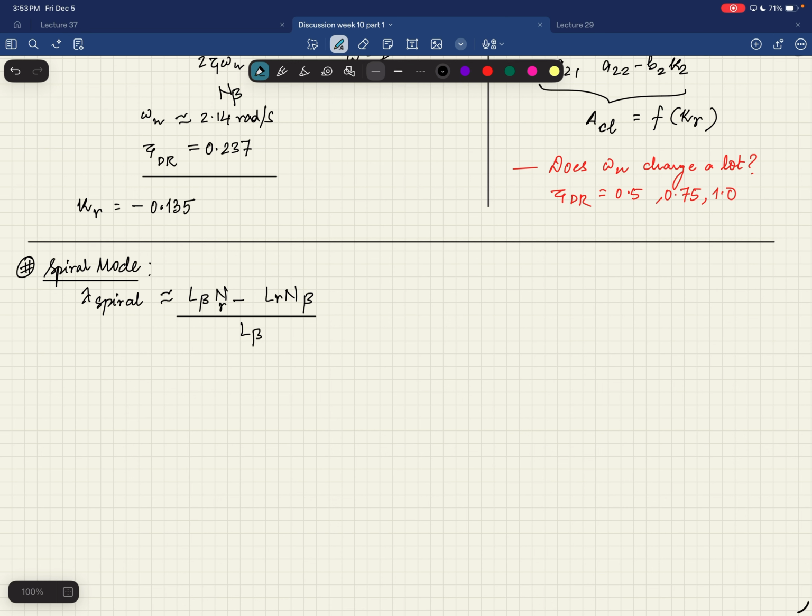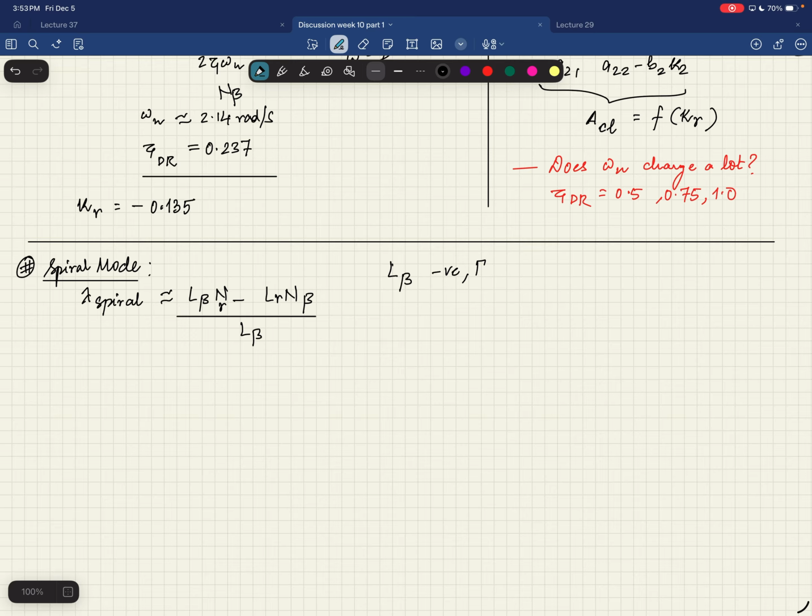Look at what's happening. Stability depends on the sign of the numerator, right? What is L beta? Where did we see L beta earlier? L beta is the change in rolling moment due to change in beta. Remember dihedral? Why do we have dihedral? To stabilize this effect, right? And that is why this is usually negative, and it is related to the dihedral.